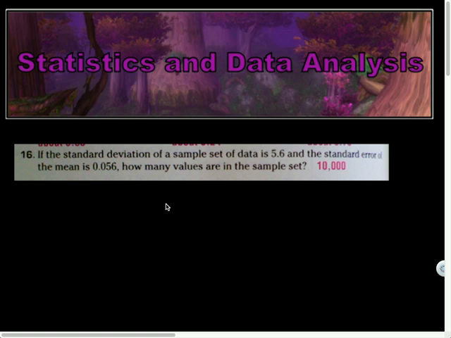So, ladies and gentlemen, here we are going over last night's homework. We were talking about standard error of the mean, populations, and inferential statistics, right? Yeah, there we go. And here we've got this question.